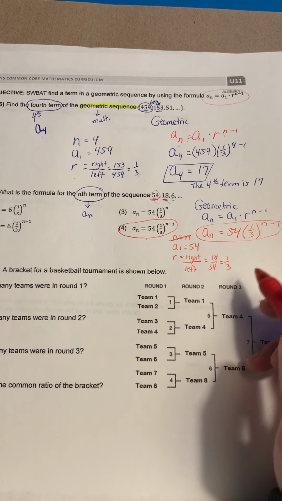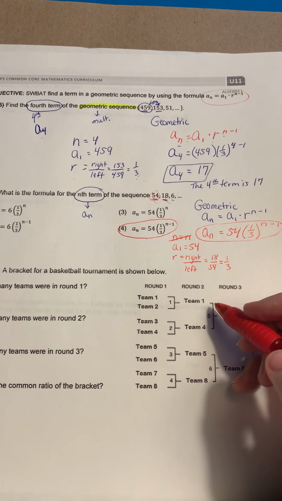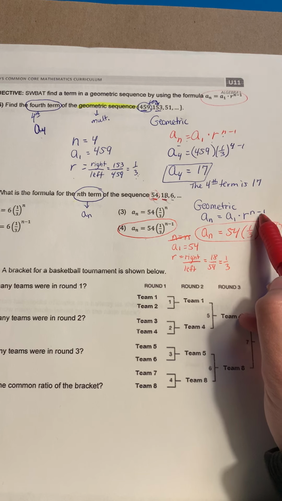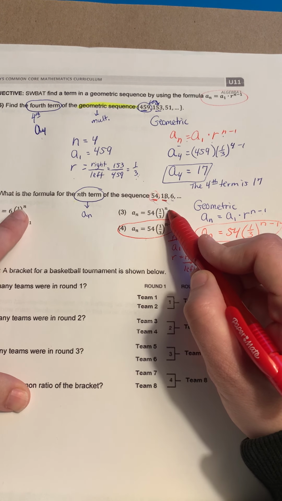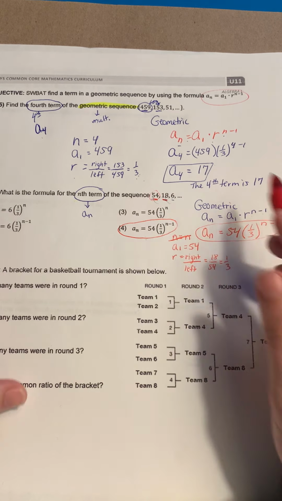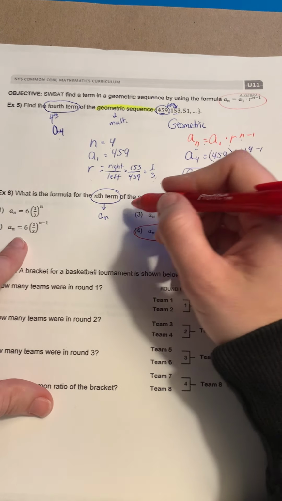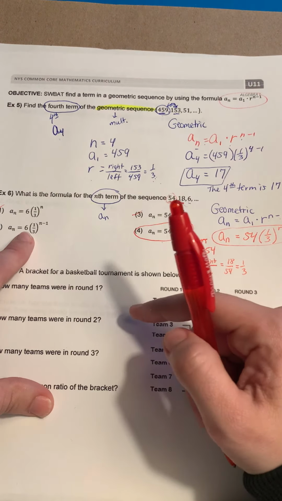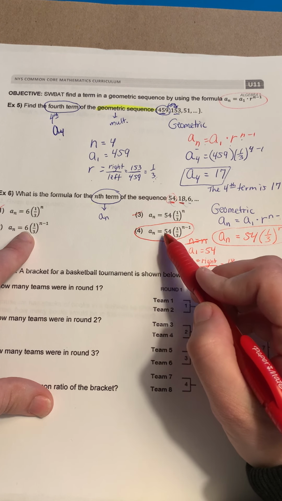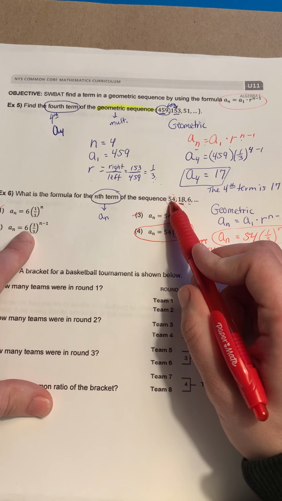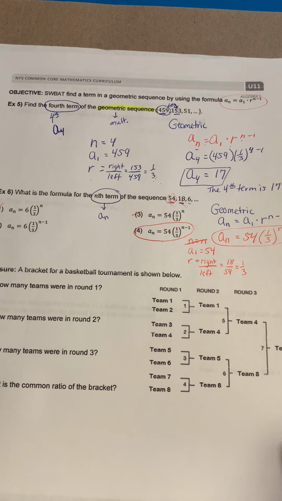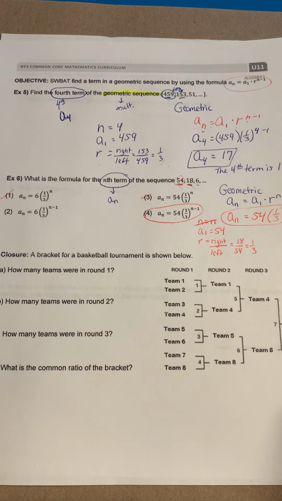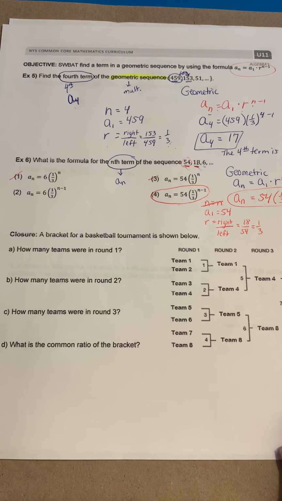You could have also started eliminating in the beginning. Okay, I know my formula has to have an n minus 1, so I could have got rid of 1 and 3 because they only have n. They don't have n minus 1. And then I would have had to choose, is it 6 the first term, or is it 54 the first term? Well, looking at my choices, 54 is the first term, and that's what I start with in my formula. Okay, so just another strategy you could have used to make sure that choice 4 was correct.